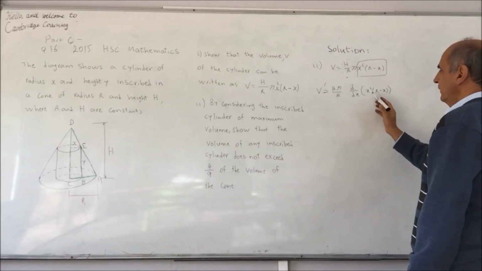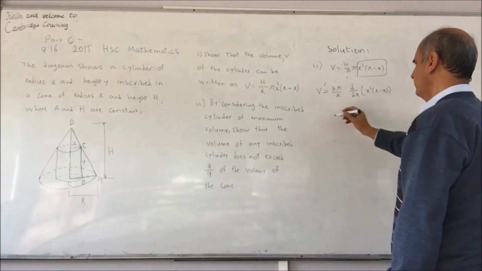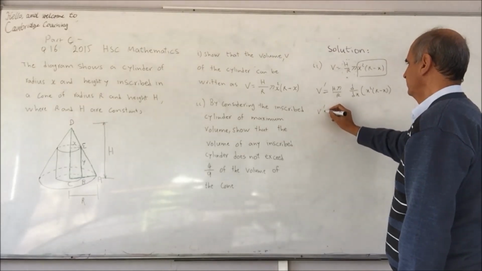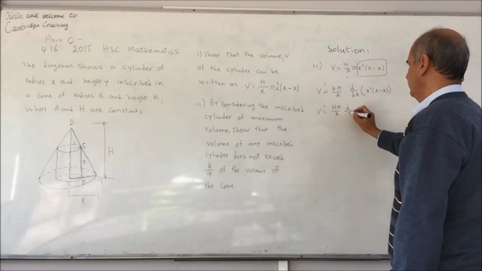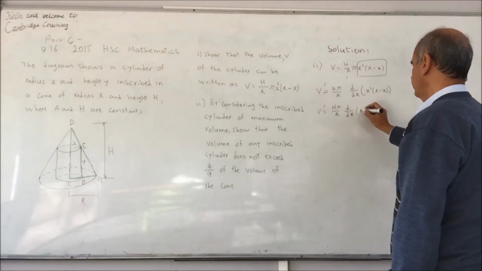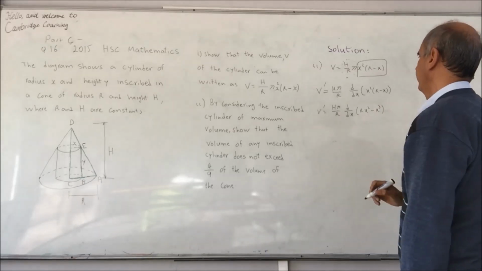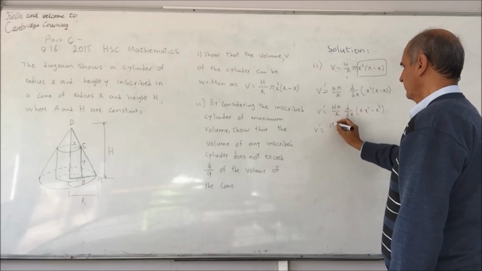Okay, this is the product of two functions, or maybe it's easier if I expand it. So I get V dash is equal to h pi r d over dx of rx squared minus x cubed. I'm just expanding that. Alright, so that becomes V. I don't need to use the product rule anymore.